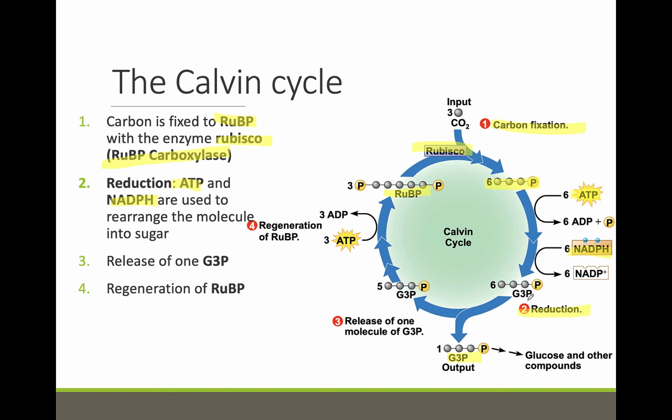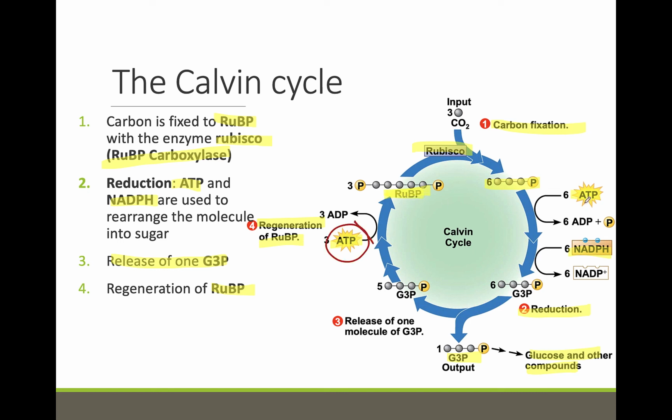G3P can then be removed from the cycle to build other carbohydrates, such as glucose. Those carbohydrates are stored in the body of the plant as a source of energy. The last phase of the Calvin cycle is completing the cycle by regenerating more RUBP, so that the cycle can start all over again. More ATP is used to turn some of the G3P back into RUBP.